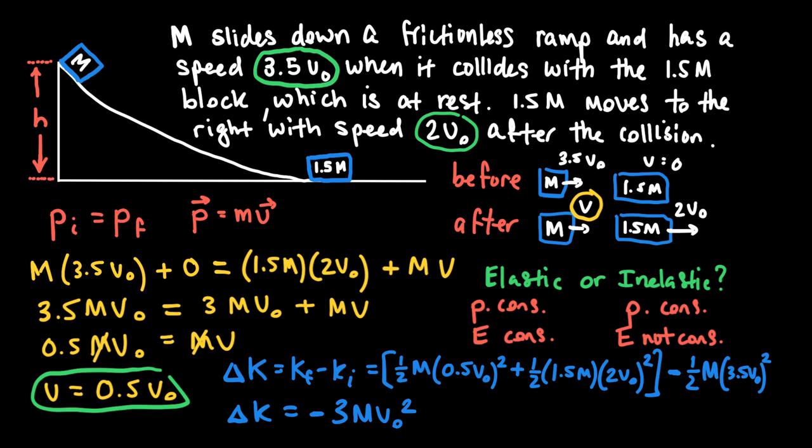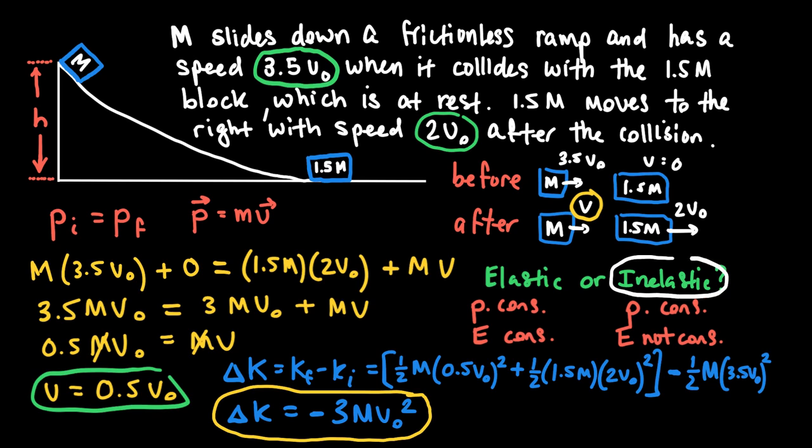And so the fact that the change in kinetic energy is negative means that some of the kinetic energy must have been lost in the collision. The kinetic energy before the collision and after the collision are not equal, and therefore the change in kinetic energy is not equal to 0. So from here, I could say that ultimately the collision is inelastic. I used the fact that the energy was not conserved to determine that the collision was inelastic.